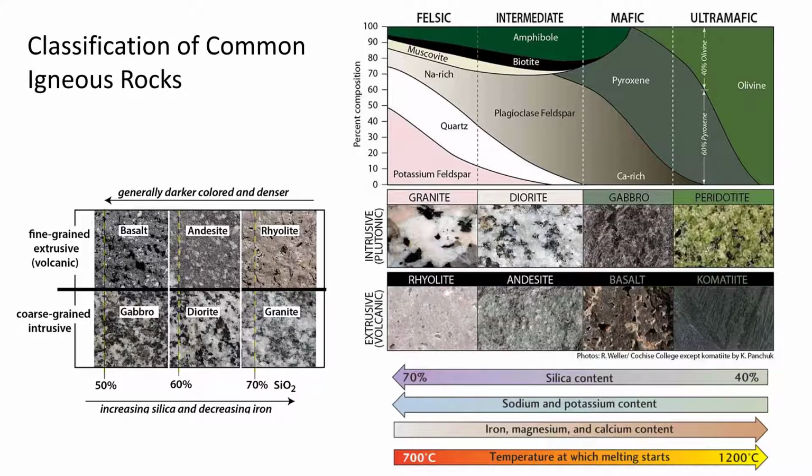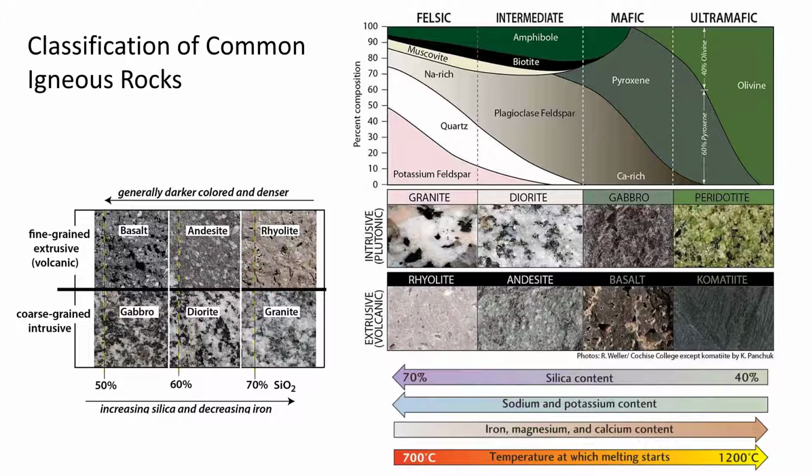Here are two diagrams that illustrate the classification of common igneous rocks. They basically are saying the same thing. I've added the one on the left to show more examples of each general rock type, but we'll focus on the diagram on the right side of the slide. The graph on the top shows the percent composition of minerals, approximately, that fall into each category of felsic, intermediate, mafic, and ultramafic rocks. Below the graph, you can see examples of each of these rock types, generally speaking.